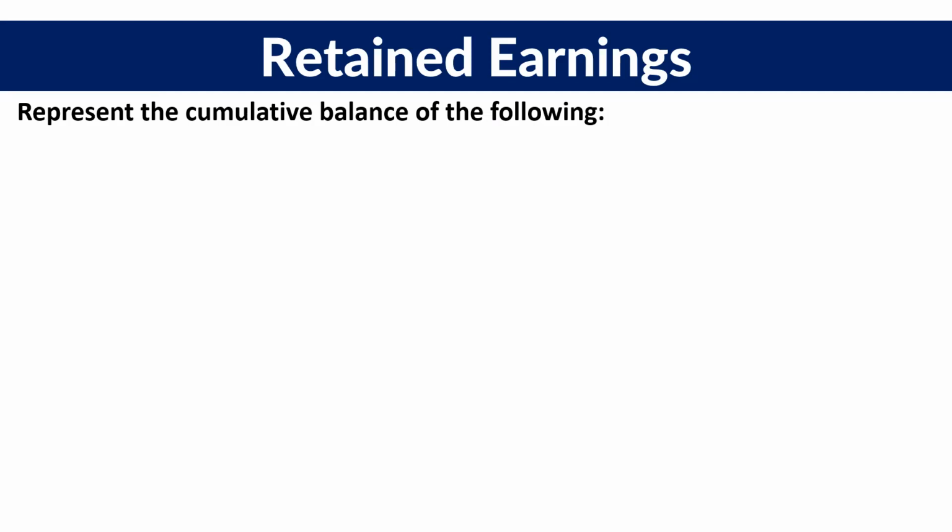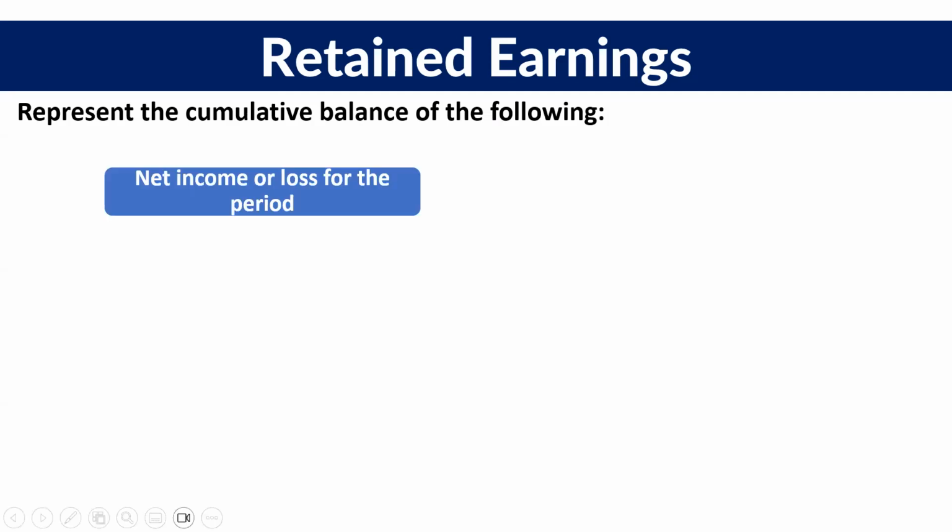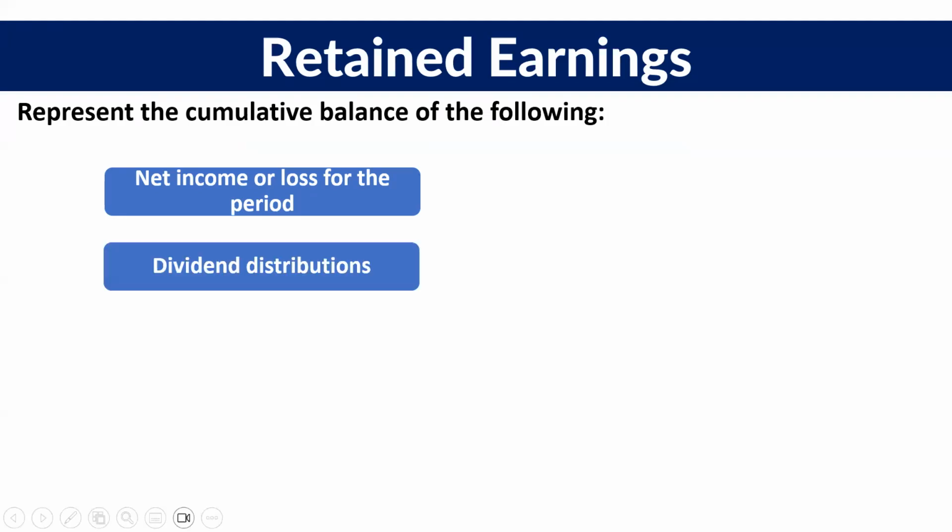Pero of course, there were transactions affecting the retained earnings. So what are those items that could affect the balance of the retained earnings? First in the list is your net income or loss for the period. As we know, for a corporate setup, the net income for the period will be closed to retained earnings. So pag may net income, mag-increase ang ating retained earnings. Whereas pag meron namang loss, magde-decrease ang ating retained earnings.